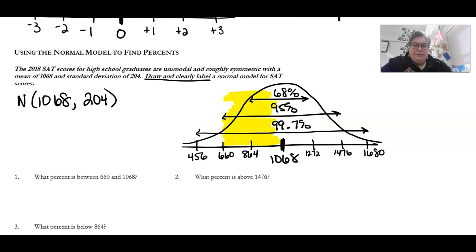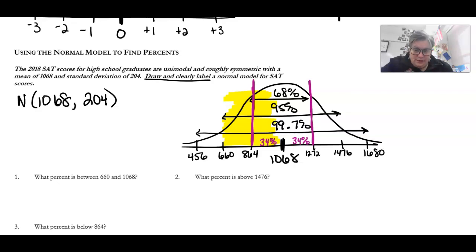Okay. Well, there's some things that you should know. You should know that half of the data lies to the left and half lies to the right. So there's a couple ways you could do this. If we think about just this section right here, from one standard deviation above and one standard deviation below, is a total of 68%. So that means this little part here is 34%, and this little part here is 34%.